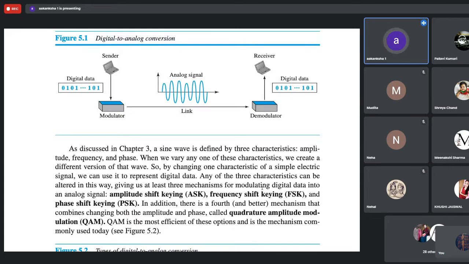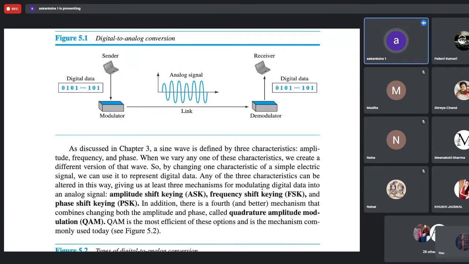We can vary any one of these characteristics: we can vary the amplitude, we can vary the frequency, we can vary the phase, and we can carry the information over this analog signal just by varying any of these characteristics. Depending on which characteristic or property of the analog signal out of these three is being changed to carry the information, the technique will be named accordingly.